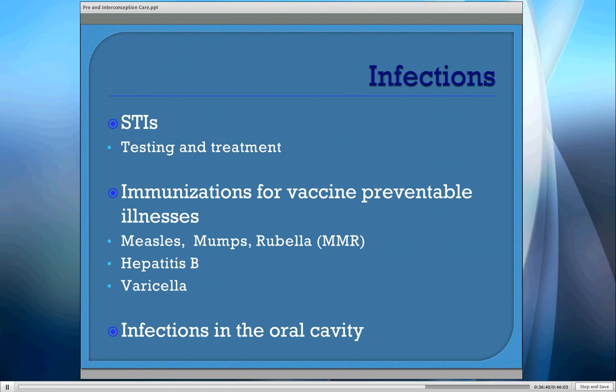If acquired during pregnancy, several vaccine-preventable illnesses can result in miscarriage, stillbirth, and birth defects. Based on history and titers, women who are not immune to measles, mumps, rubella, or varicella should be vaccinated. They should be counseled on the importance of using an effective method of contraception for 30 days post-vaccination. Oral infections such as gingivitis are very common among low-income populations and are associated with an increased risk for preterm birth. Therefore, women really do need to be referred for dental care when it is needed.